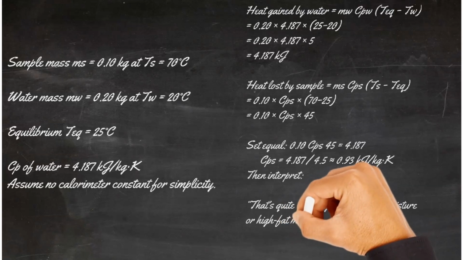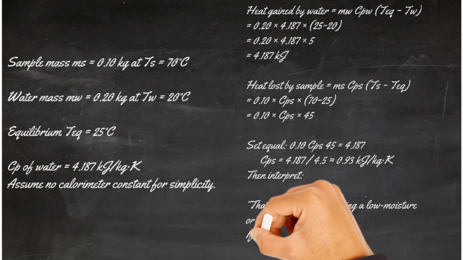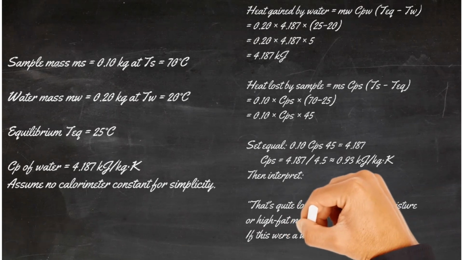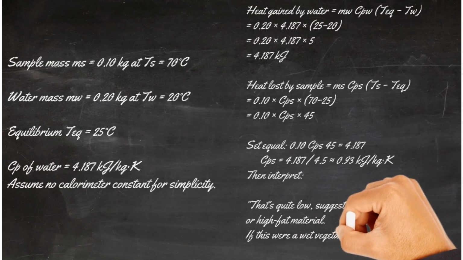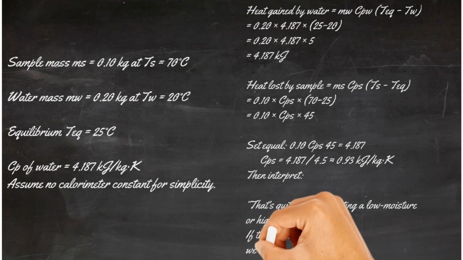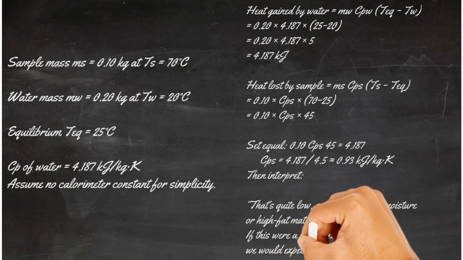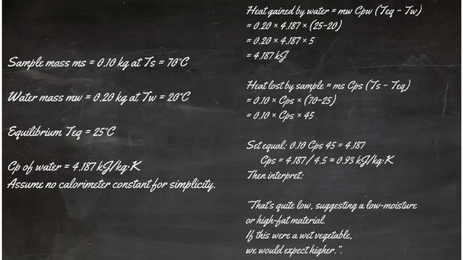Now interpret what that number means. This value is much lower than the specific heat of water, which is around 4.187. A specific heat near 0.93 suggests the sample behaves more like a low moisture solid or a material with a lot of fat or dense dry matter, rather than a high moisture biological product. If this sample were something like a fresh fruit or vegetable, we would expect a much higher value, typically closer to 3 or 4 kilojoules per kilogram per degree.